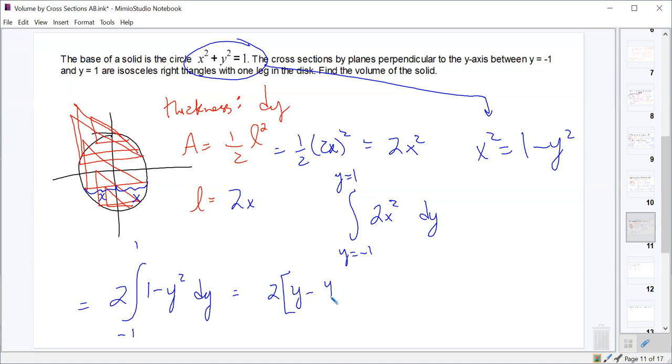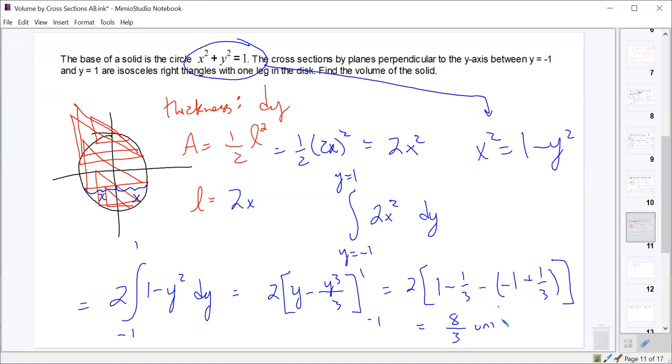Hopefully so. 2 times y minus y cubed over 3 from -1 to 1 gives us 2 times 1 minus a third minus -1 plus a third, or 2/3 plus 2/3, which is 4/3 times 2. Hopefully there weren't any units this time. 8/3 units cubed. Any questions on that? Or anything else we've done today?